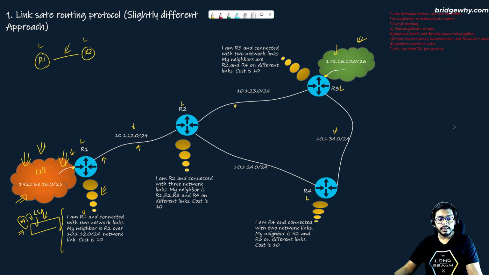What is the meaning of it? The meaning is I'm advertising all of my links to my neighbor. And that is why I am calling this link state advertisement. As simple as that. And one important thing is that we are including the cost too. What is the meaning of it?